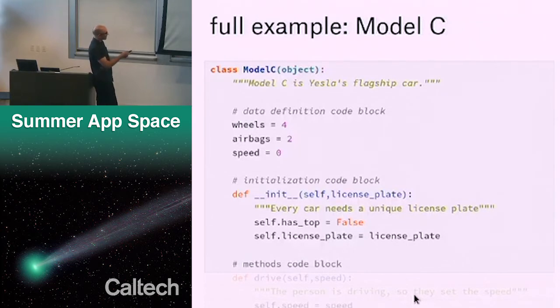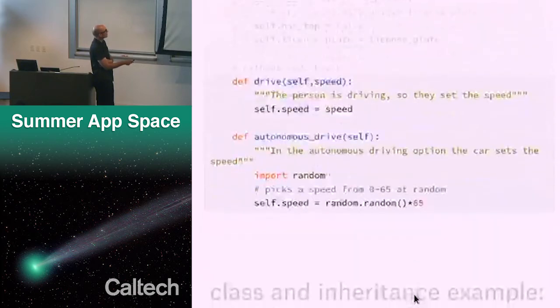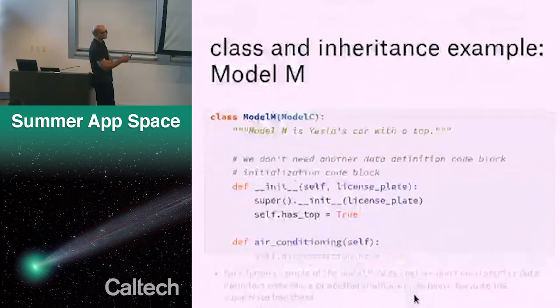And here's the initialization. Here's an example of a docstring for the class itself, and then here's a docstring for the init method of that class. And here you give it some initialization stuff, say it has top equals false, license plate, and so on. Here are those methods, drive, autonomous drive.